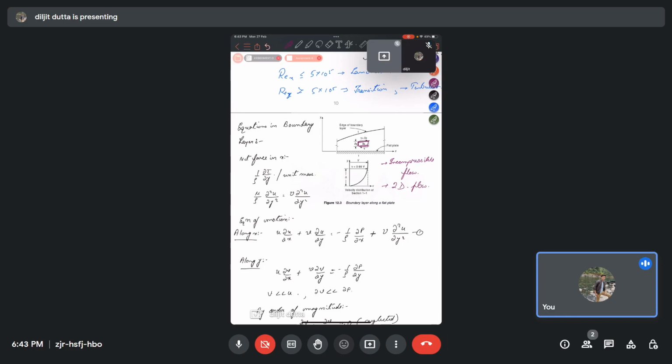So we are taking per unit mass only, since the momentum equations are also given in terms of forces per unit mass. Secondly, if we know del tau by del y, and from Newton's law of viscosity, we can write this 1 by rho del tau by del y as mu by rho del square u by del y square, and mu by rho is the kinematic viscosity, so it is nu del square u by del y square. It's the net force in the x direction.